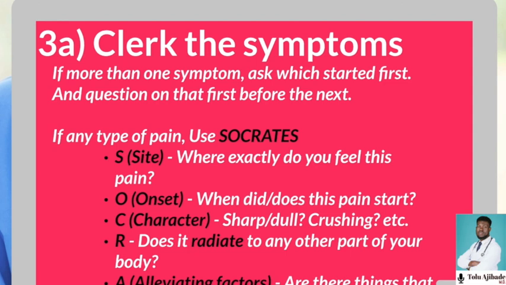So most times you will be given more than two symptoms to clerk for, you understand? And then it's from these symptoms you blow it up into a full-blown diagnosis, okay? So if it's pain, use the acronym SOCRATES. So SOCRATES for pain. Pain, SOCRATES go together. Okay. So what does SOCRATES mean?